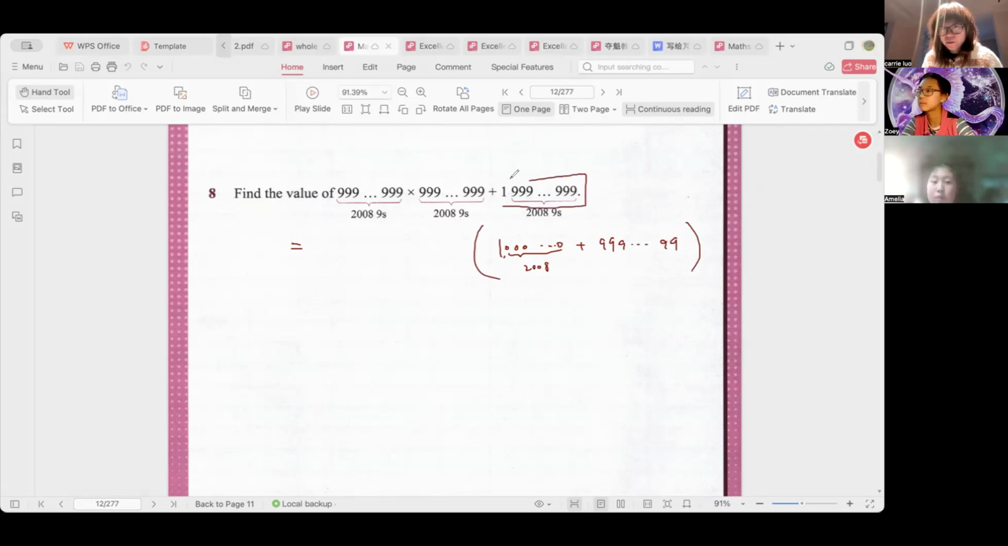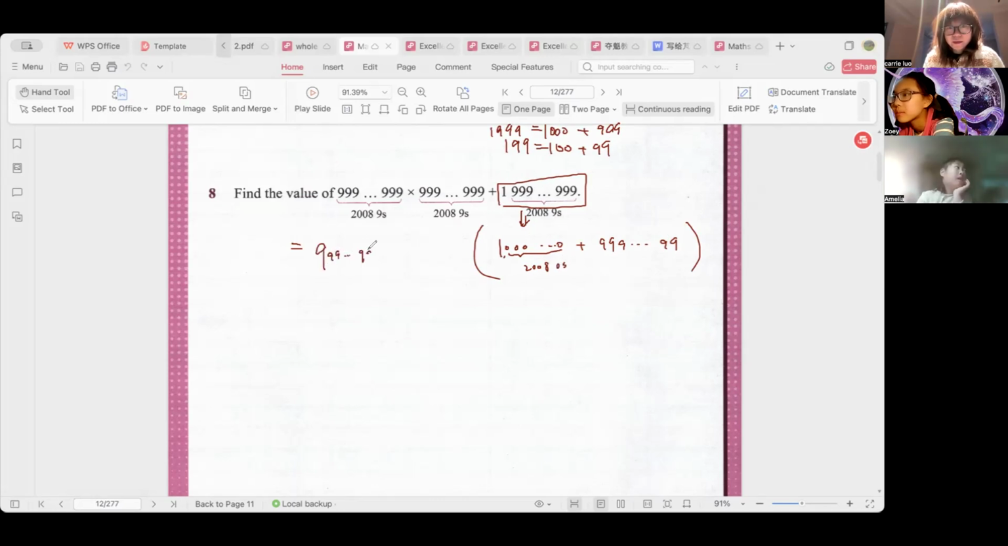I changed this one into this. It's like 199 equals 100 plus 99. 1,999 equals 1,000 plus 999. Get it? So I just take this 2008 zeros out. And here still 999 times 999, 999.